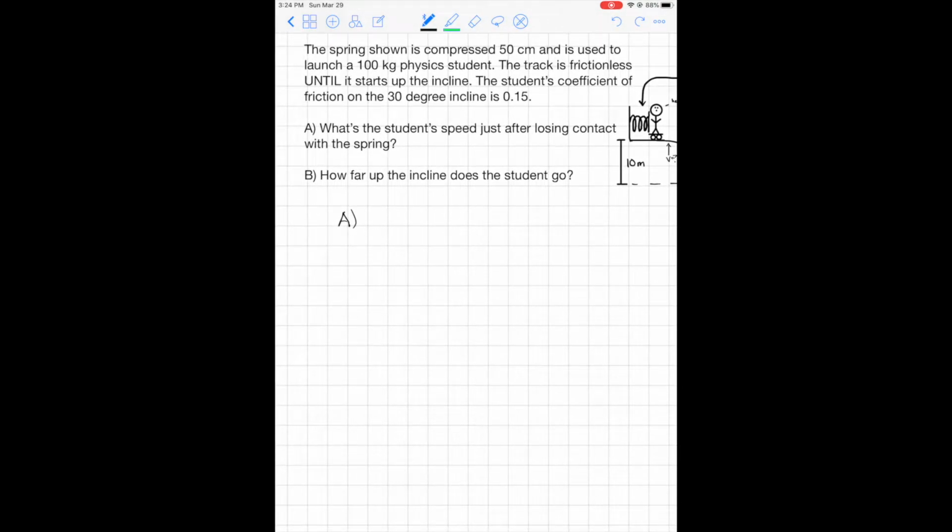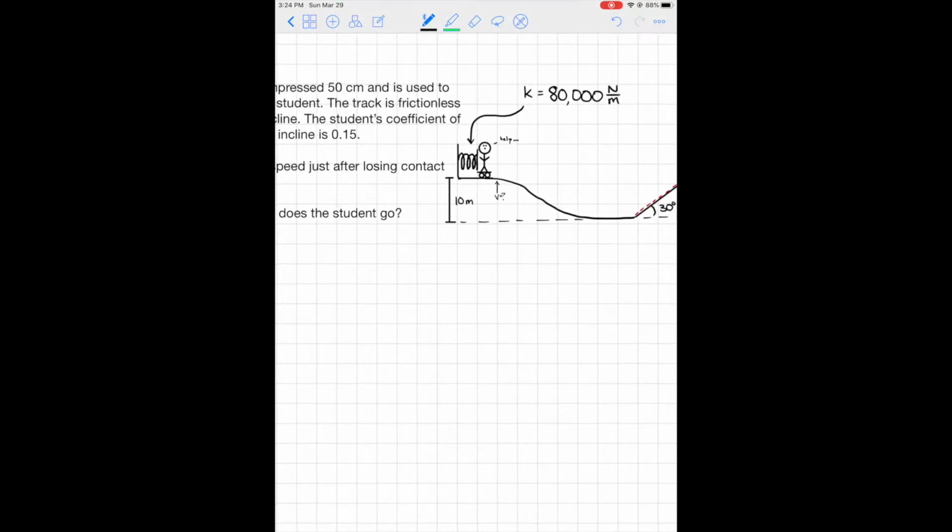What's the student's speed? So we're in chapter 10. It's all about energy. We are conserving energy. We're saying that the change in our total mechanical energy is 0 if we're in an isolated system. So are we in an isolated system? Well, we got a spring. Spring stores some potential energy, right? And we are going to be moving. That's kinetic energy. So far, so good.